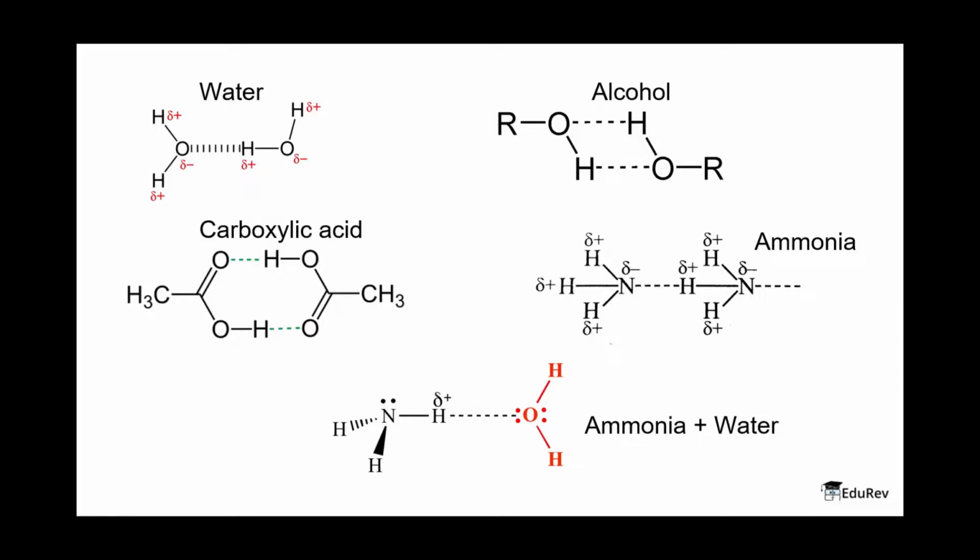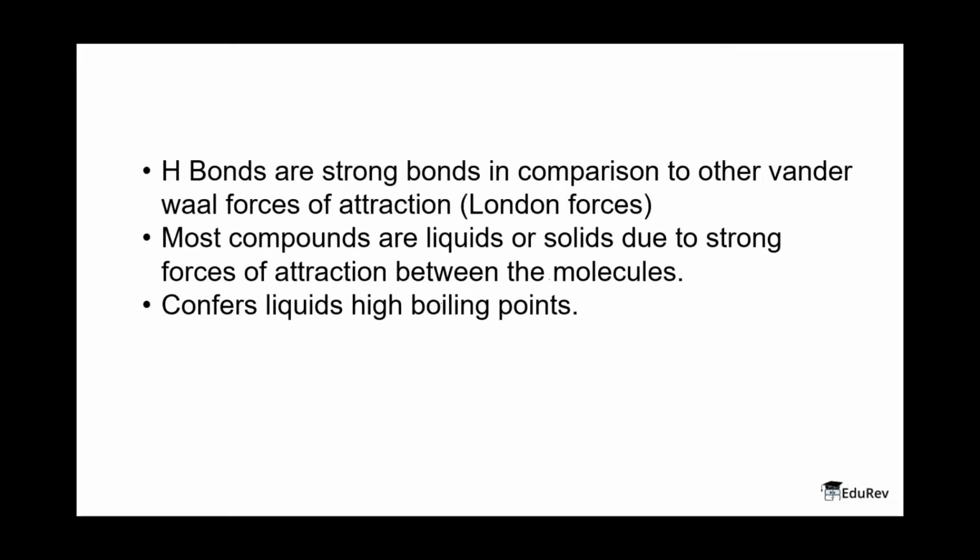So just to sum it up, hydrogen bonds are strong bonds. Of course, we cannot compare them to the stronger bonds like ionic and covalent bonds, but they are stronger as compared to London forces and dispersion forces. They are strong enough to confer liquid properties to a compound. For example, water is a liquid. Glycerol, glycol. The more hydrogen bonding there is, the more viscous a liquid can become. Most compounds which have hydrogen bonding are either liquids or solids. They are possibly never gases, because again, hydrogen bonds are strong bonds.